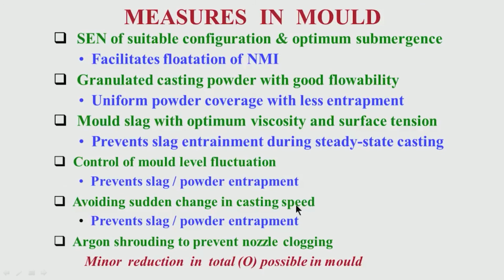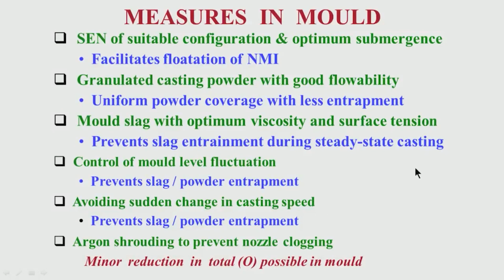Then where from fluctuation takes place? Too much of sudden change in casting speed. Suppose you are casting at a speed of say 0.8 meter per minute. Now, suddenly if the speed increases to say 1.1 meter per minute, or suddenly it decreases, there is a problem. Too much of fluctuation will take place. That is called unsteady state of casting, which is not desirable. Steady state means you are casting at a particular speed without much fluctuation. So, such non-steady state is not desirable. Too much of change in casting speed is not desirable.